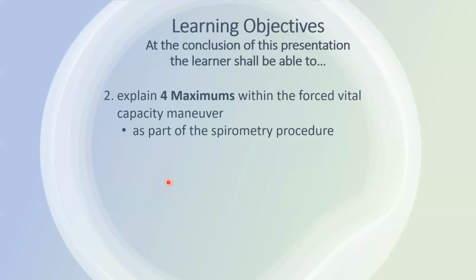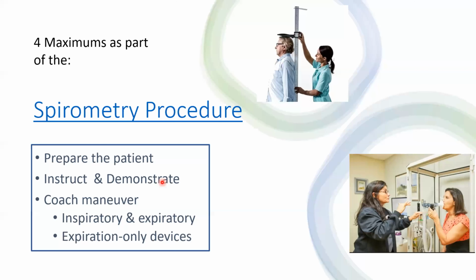All right, now we're going to look at the 4 maximums with the forced vital capacity as part of the spirometry procedure. According to the 2019 guidelines from ATS and ERS, there are 3 components to the spirometry procedure. The first one is to prepare the patient. The second one is to instruct and demonstrate. And the third one is to coach.